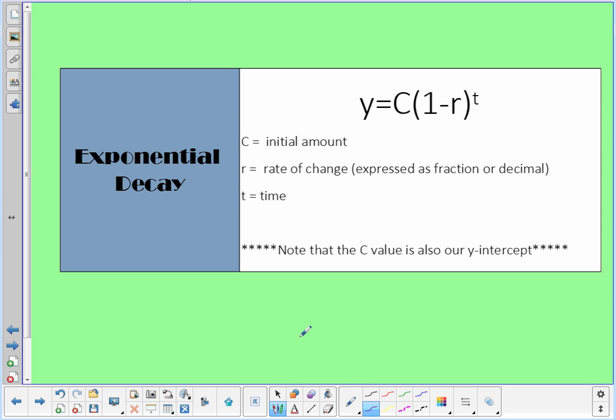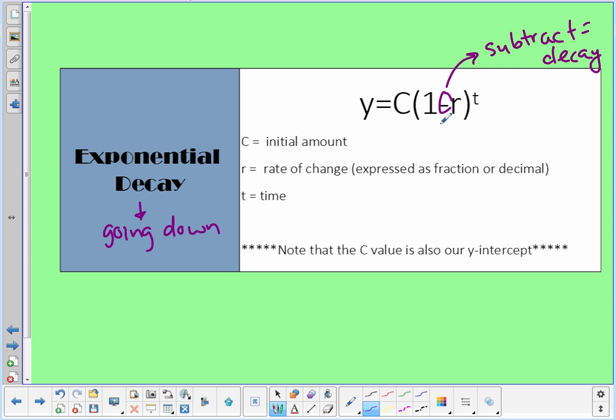So again, that word decay means going down. And going down is the reason we subtract. So we're starting with 100% again. That value of 1 is like saying 100% of whatever we're starting with, but this time we're subtracting the rate, the decay rate, instead of adding the growth rate, because we want to take it away so that it goes down. But all of those variables still mean the same thing.